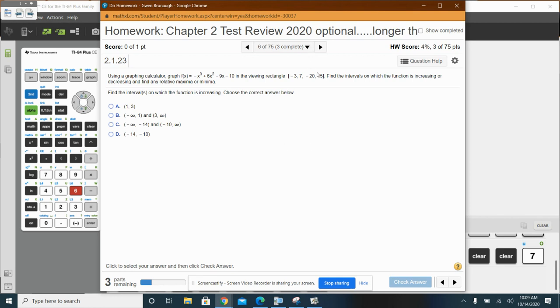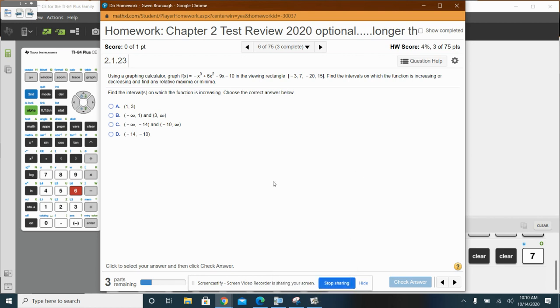Okay. I'm not going to do this problem. I'm going to explain to you what this means. They want you to type this in your calculator. This is a graphing calculator problem. Actually, I'm going to go ahead and do this problem. Okay.